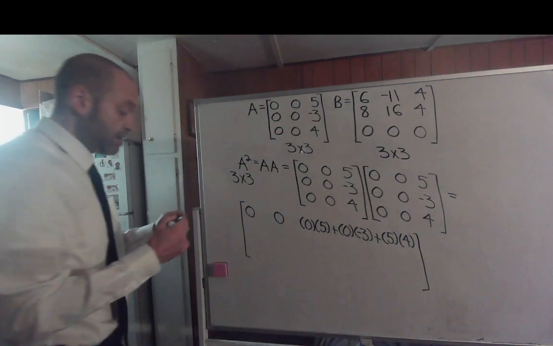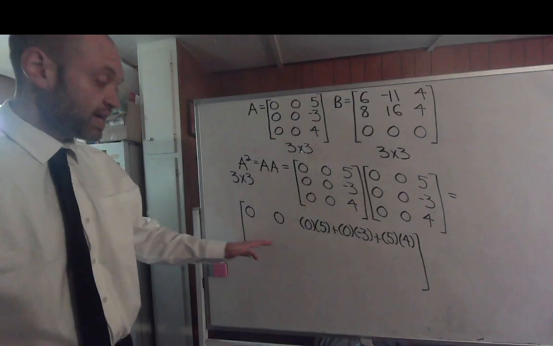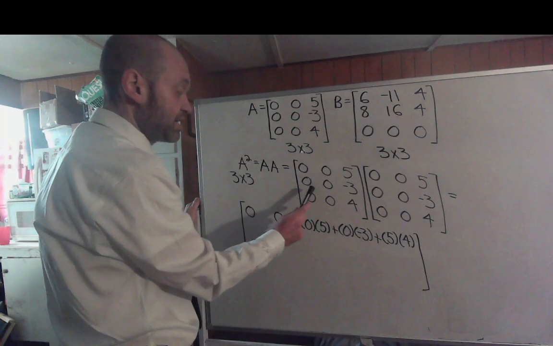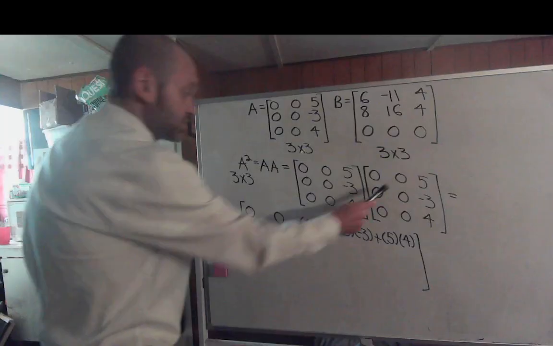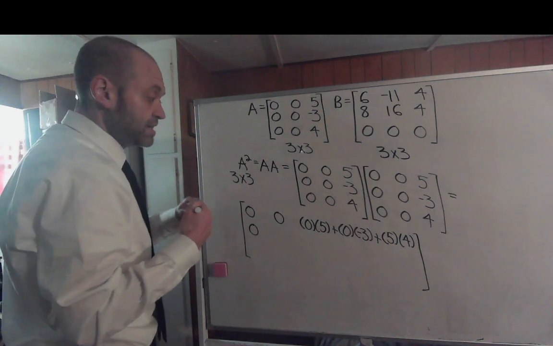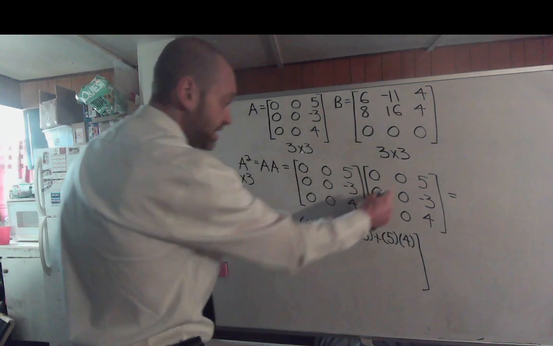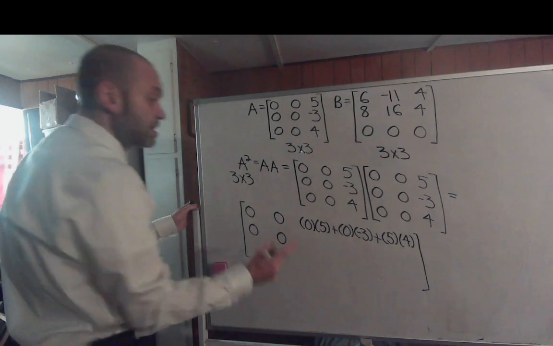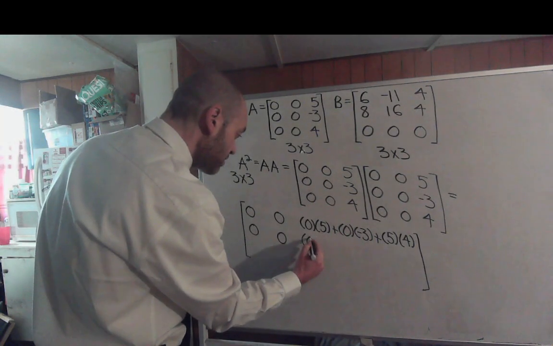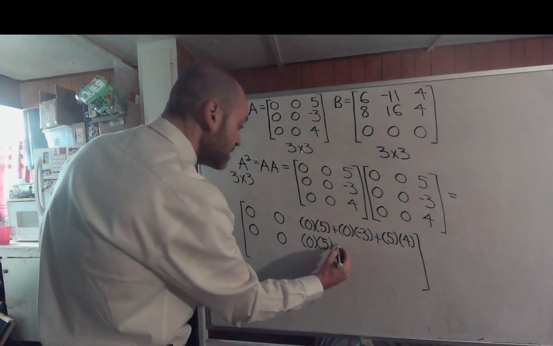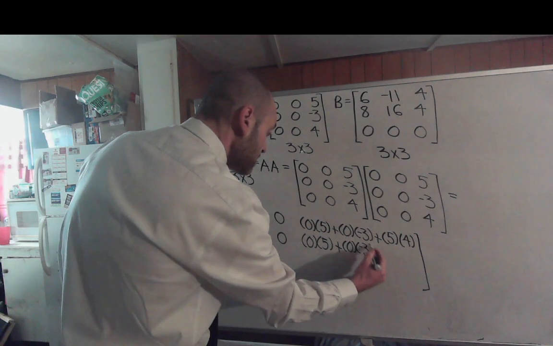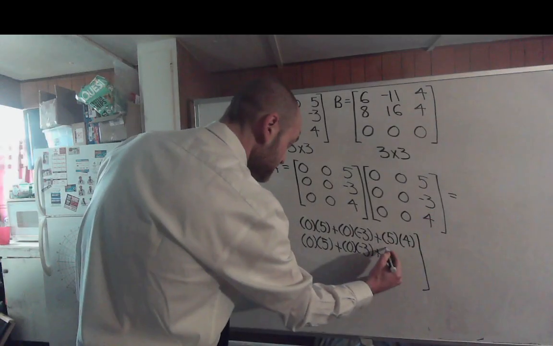Alright, now let's get your entries for your second row. So the first number is going to be the entire second row times the first column. Well, that's going to be all zeros. Second number is the entire second row times the second column, also all zeros. But the third number, the second row times the third column, so you'll have 0 times 5 plus 0 times negative 3 plus negative 3 times 4.